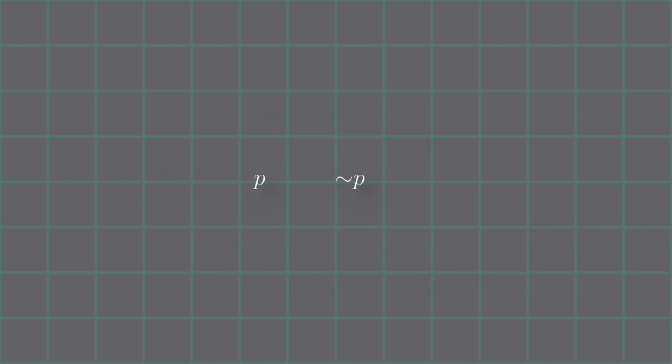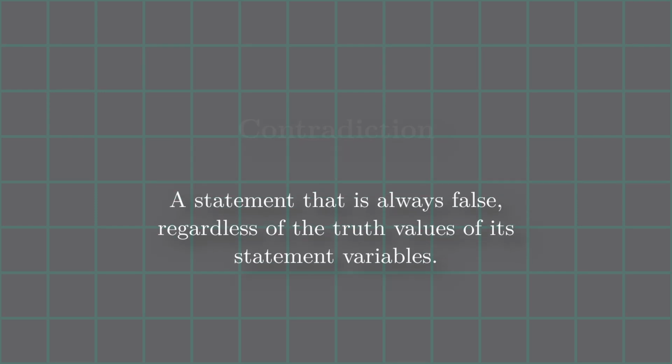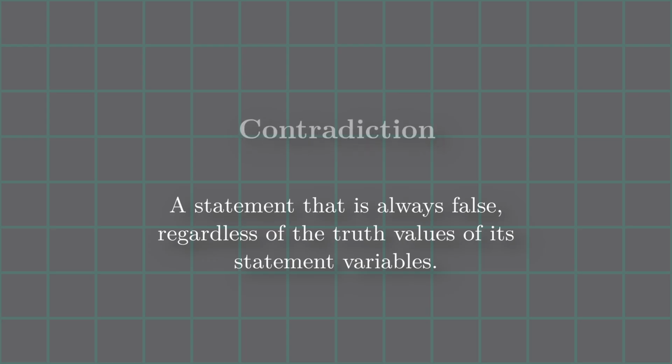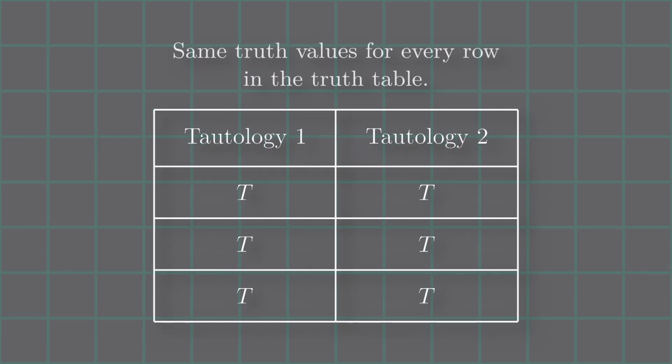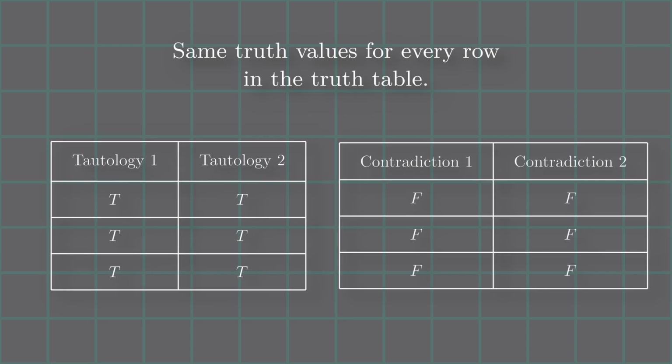On the other hand, if we put a statement and its negation in a conjunction, the whole statement must always be false, since one of the statements is false. A statement that is always false is called a contradiction. Needless to say, all tautologies are logically equivalent to one another, and all contradictions are logically equivalent to one another.